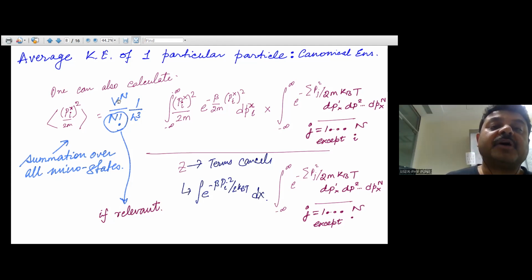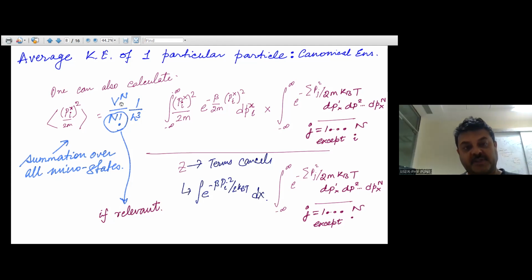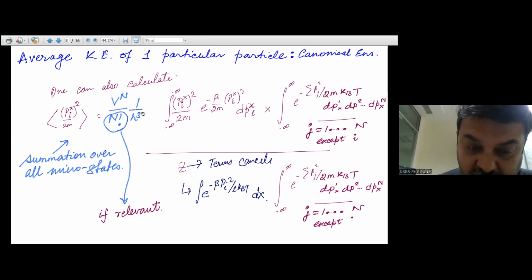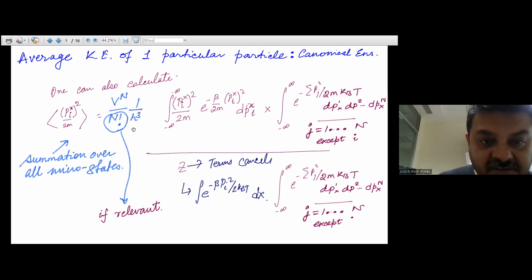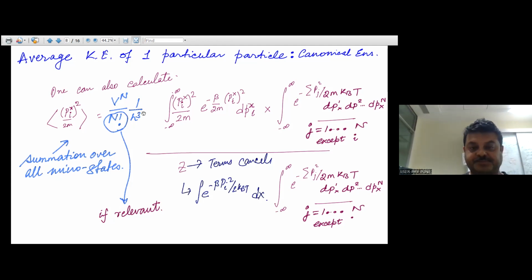Hence you get p to the power n, right? N factorial, 1 by h cube. Well, you will actually have 1 by h to the power 3n, or rather 1 by h cube for this, and again for each degree of freedom x and dpx, you will get h, right? So if you have n particles, you will have h^3n.